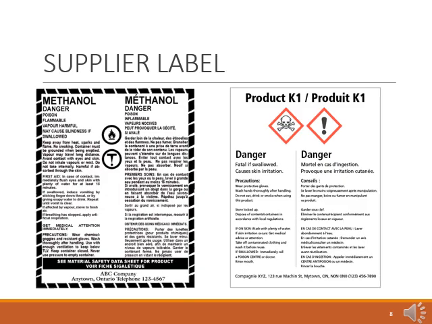Let's review supplier labels. The label on the left for methanol is the old WHMIS supplier label. It has a hashed border, circles around the symbols, and "see material safety data sheet for product" written at the bottom of the label. The supplier label on the right is for WHMIS 2015 GHS. It has no hashed border. The symbols or pictograms are now in squares on their points. And there's no reference at the bottom of the label for the SDS for this product.